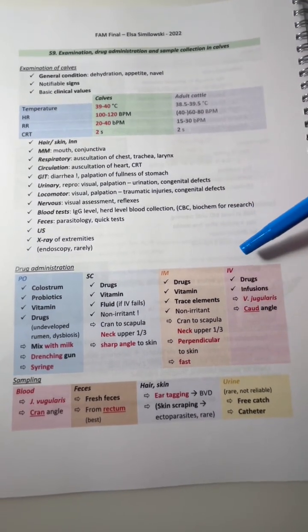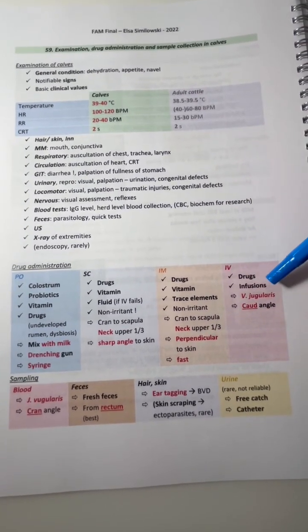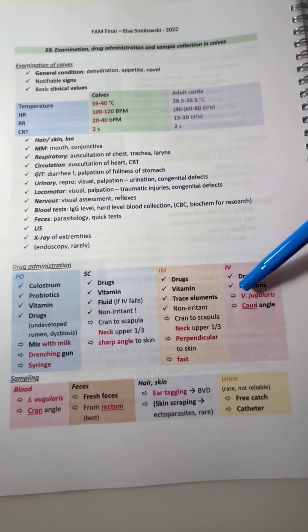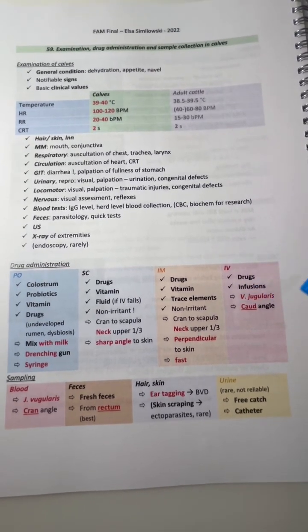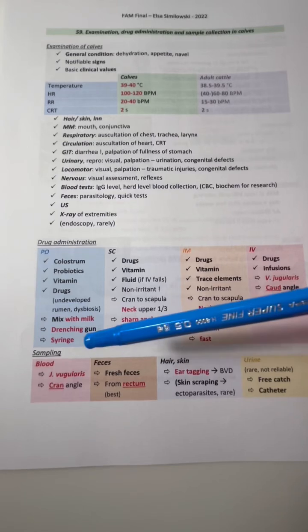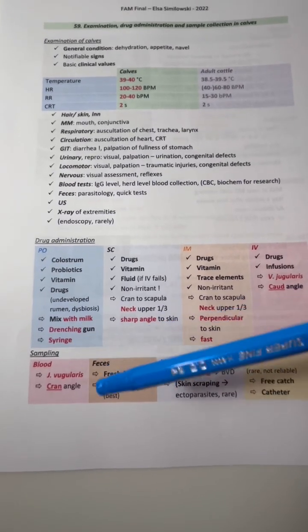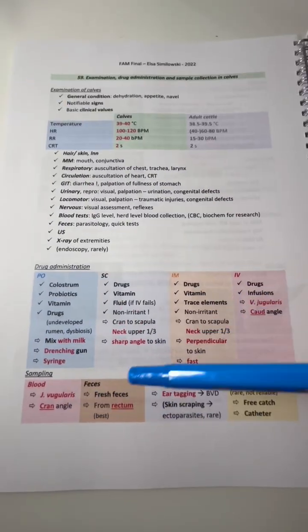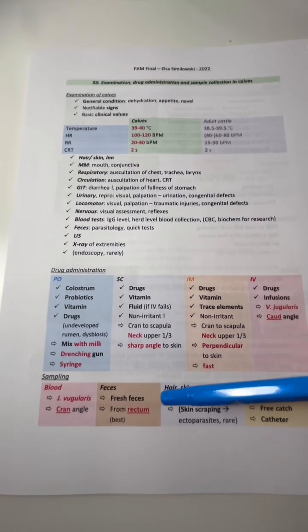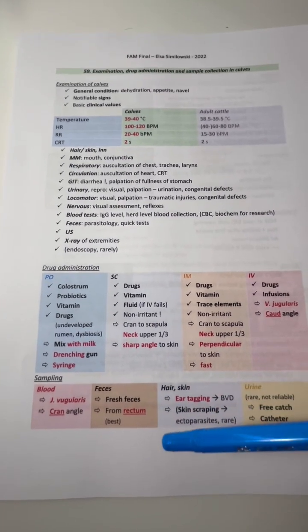And for IV, you can give drugs, infusions, and you do it in the jugular vein at a caudal angle. And for sampling, you can check the blood using the jugular vein, have a cranial angle for sampling. For checking the feces, they need to be fresh feces, and it's best if they come from the rectum.